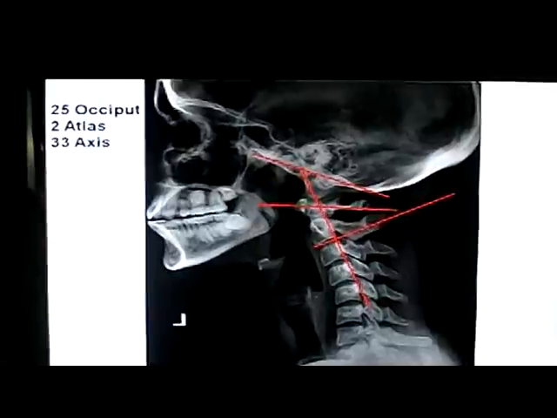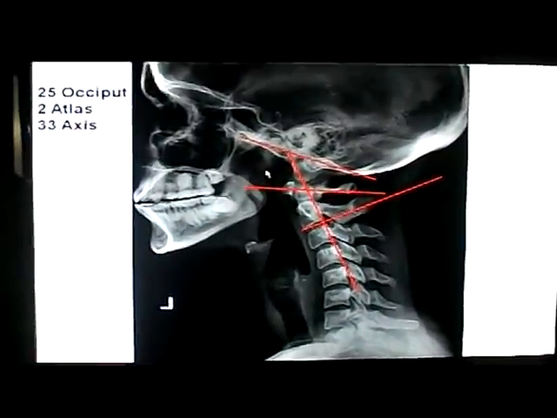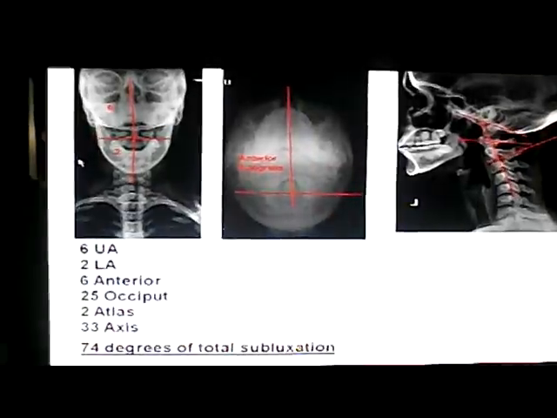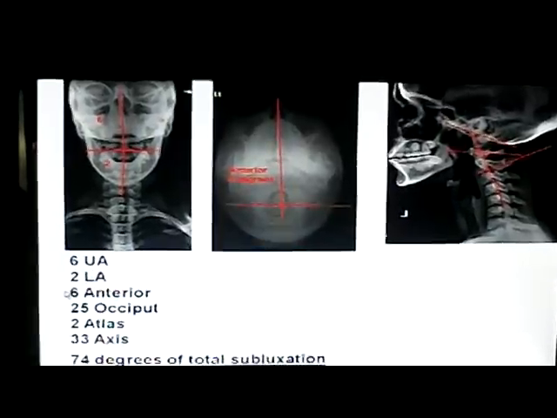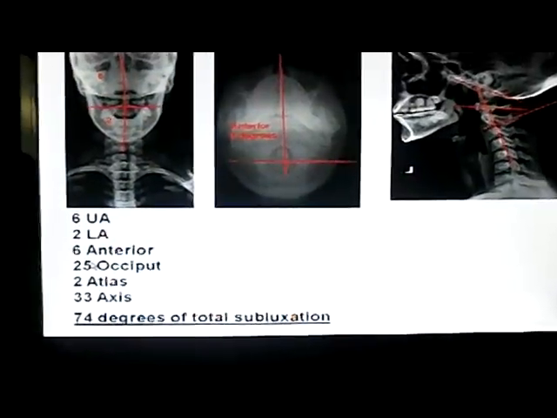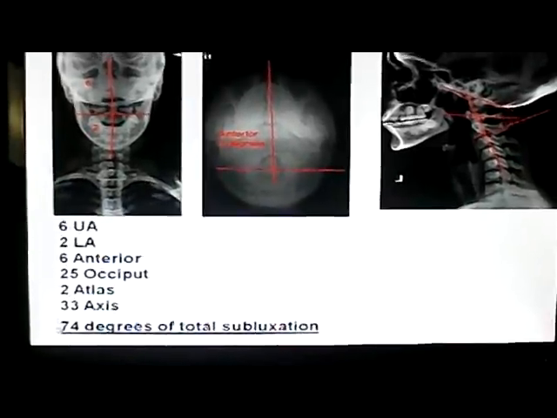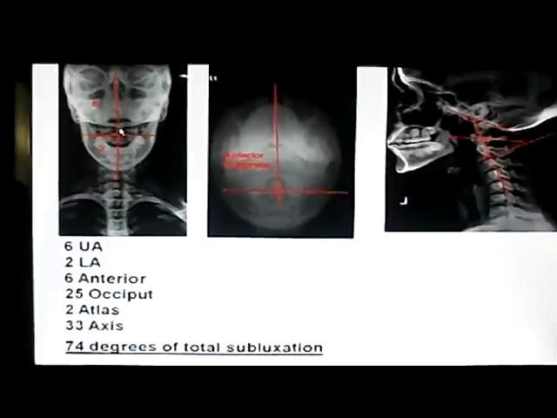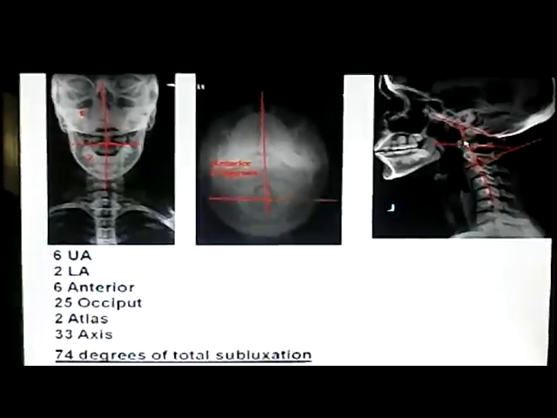Now this is where it gets interesting. If we go ahead and add the misalignment subluxation of the occiput, which is 25 degrees, the atlas, which is 2 degrees, and then C2, which is 33 degrees, as we add those together, we see that we've got an upper angle of 6 degrees, a lower angle of 2 degrees, a 6 degrees anterior rotation on the base posterior x-ray, 25 degrees subluxation of the occiput, 2 degrees subluxation of the atlas, 33 degrees subluxation of the axis. When we add all these up together, we get 74 degrees of total subluxation relative to the atlas, occiput, and the axis in all three dimensions. Once we can quantify this, then we can turn around and figure out how to correct this back to normal.